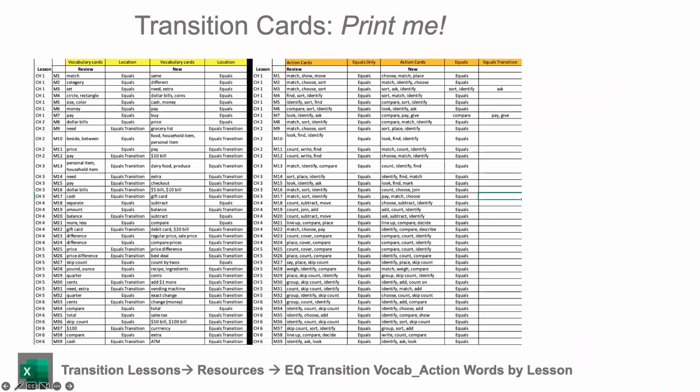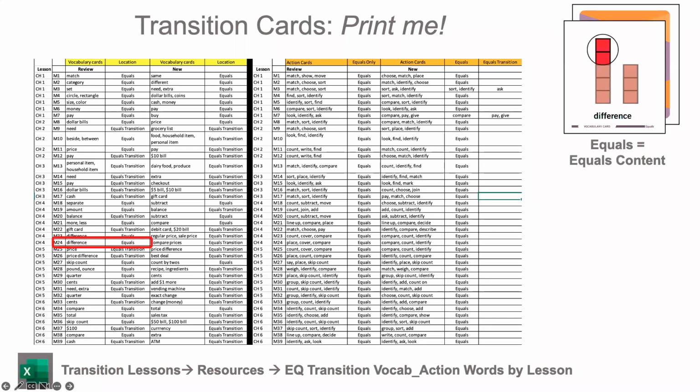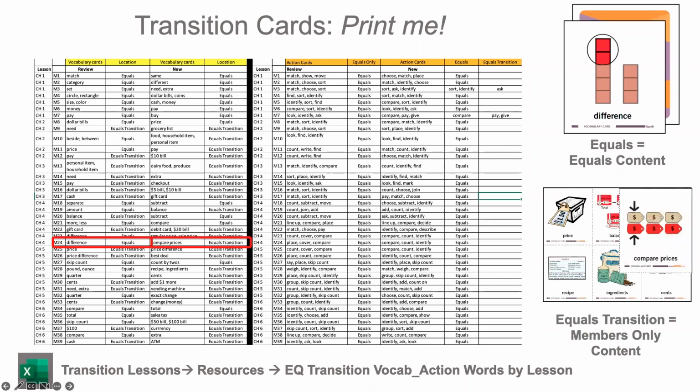Now, this is a very useful guide to know which cards to use for each transition lesson. This is an Excel document called the Transition Vocabulary Action Words by Lesson document. This is one that I recommend printing prior to teaching lessons so you know which vocabulary cards and which action cards are used, and also where you can locate them.